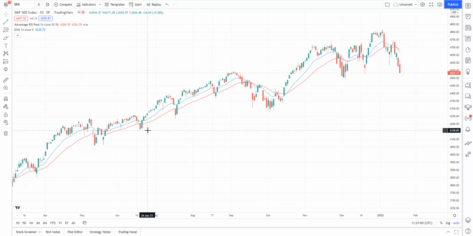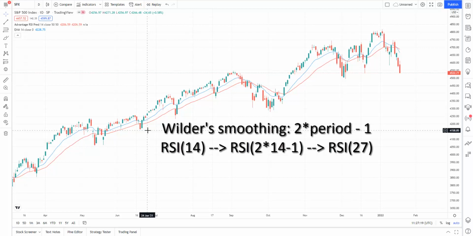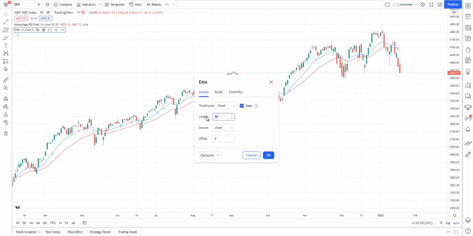But let's recall how RSI is calculated. RSI doesn't use the standard smoothing for exponential moving average, but it uses the Wilder's smoothing. The Wilder's smoothing is almost double the input. So the actual period for RSI 14 is 27 because it's 2 times 14 minus 1. So let's change the input of our exponential moving average to 27.